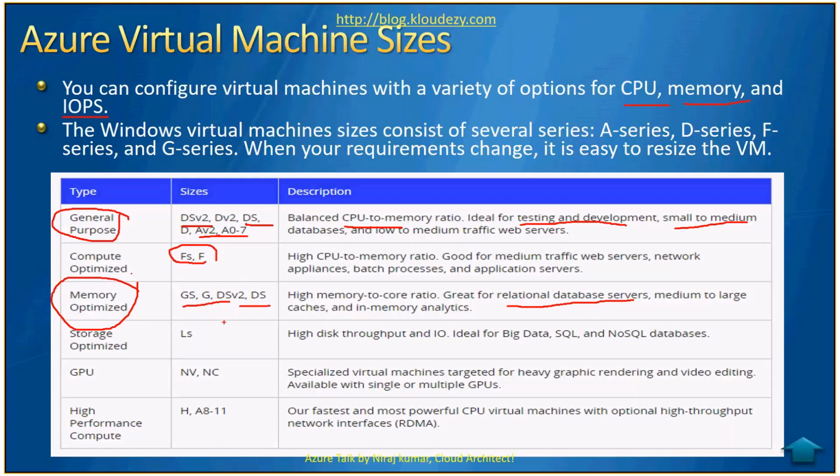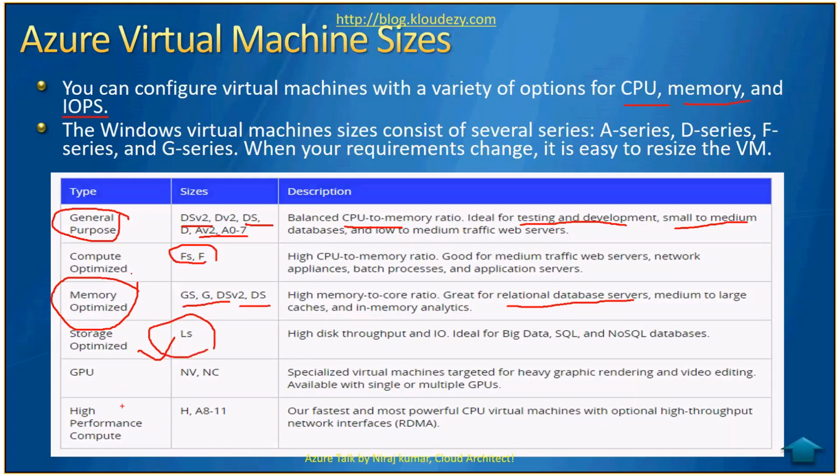You can select that DS version 2. Those will work for you. Then you have storage optimized, which is optimized for storage. Any workload which requires higher throughput, disk throughput, in that case, you will select your LS series.